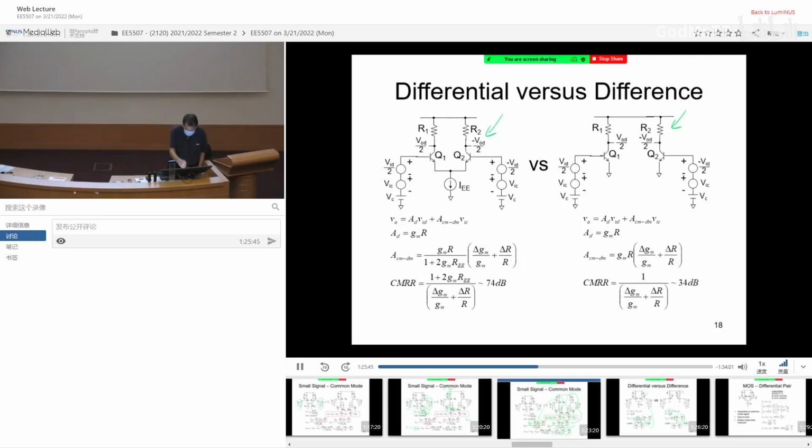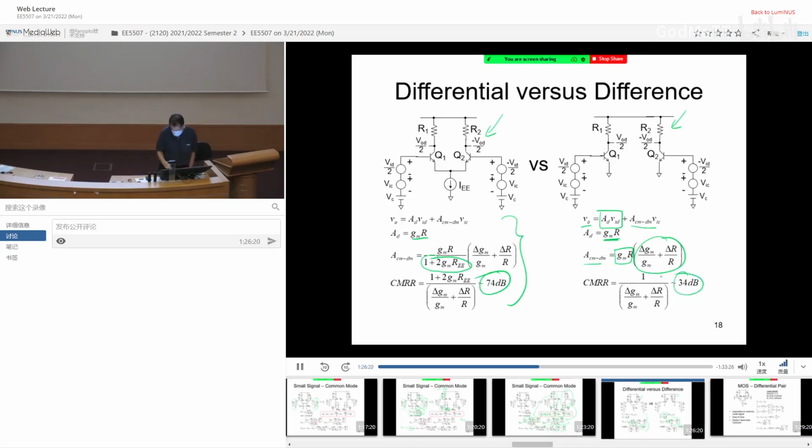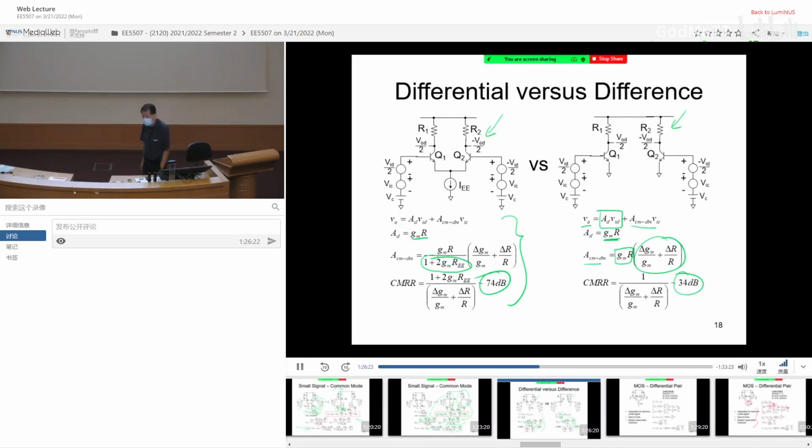Now, if you try to analyze this circuit we're already going through, the common mode rejection ratio is about 74 dB, quite high. But if you look at this circuit, the differential gain is really quite similar, identical. But the common mode gain, if you look carefully, the common mode to differential mode gain is given by this term, and then multiplied by this mismatch. It's actually missing this factor. And therefore, if you look at the common mode rejection ratio, it's actually not that high. It's only 34 dB.